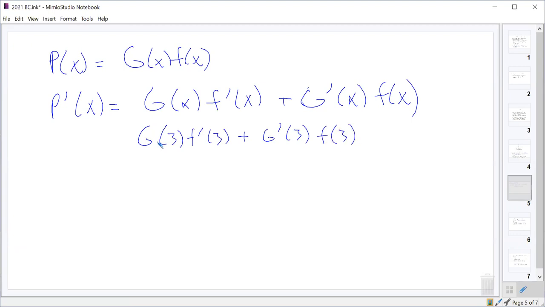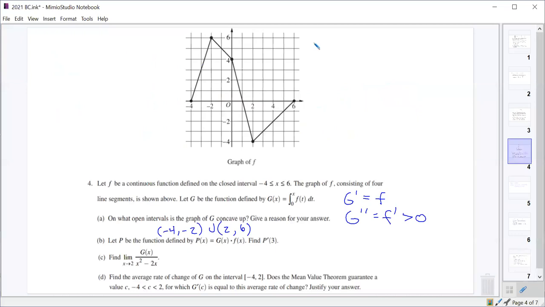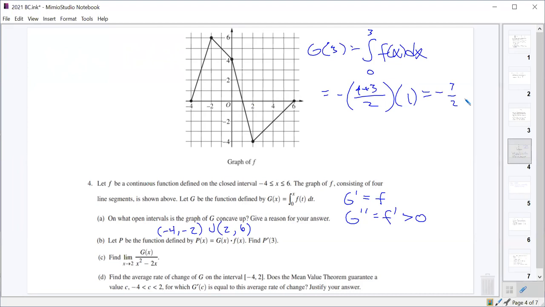So let's find all those things. First off, G of 3. G of 3 ought to be the integral from 0 to 3 of f of x. And what is that? From 0 to 2, those two triangles are going to cancel out, right? So really, we're just looking at 2 to 3, and it's below the x-axis, so it'll be negative. It should be a base of 4, another base of 3, divided by 2, multiplied by the height of that trapezoid, gives you -7/2 for G of 3.